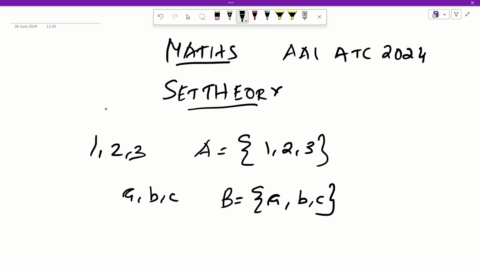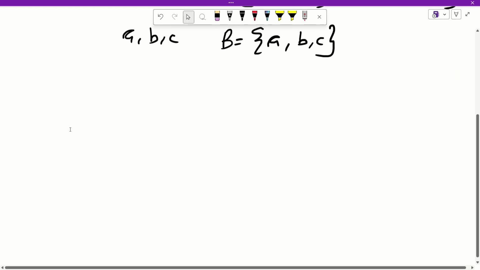I want to represent a set of natural numbers. We know that natural numbers start from 1, 2, 3, etc., up to infinity. We write it like this: N = {1, 2, 3, ...}. Now let us learn about the representation of sets.